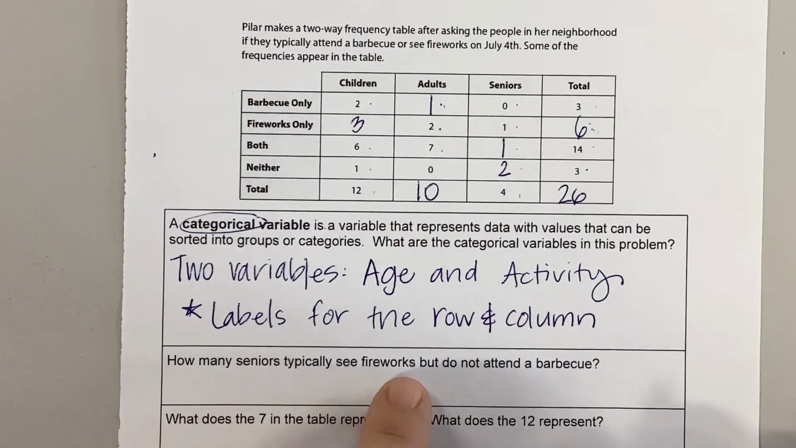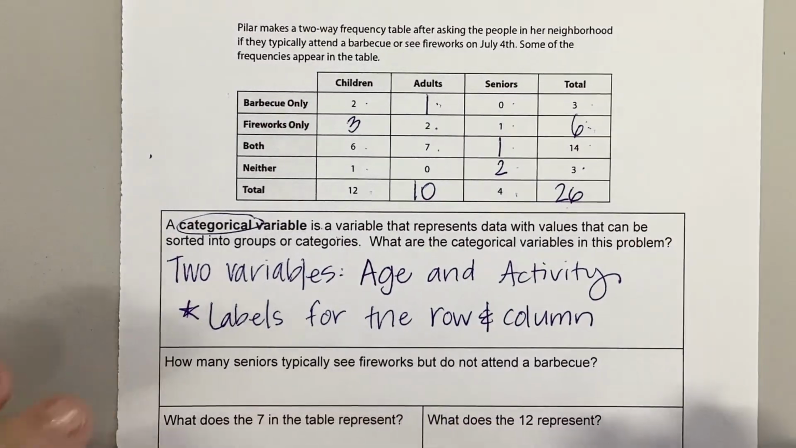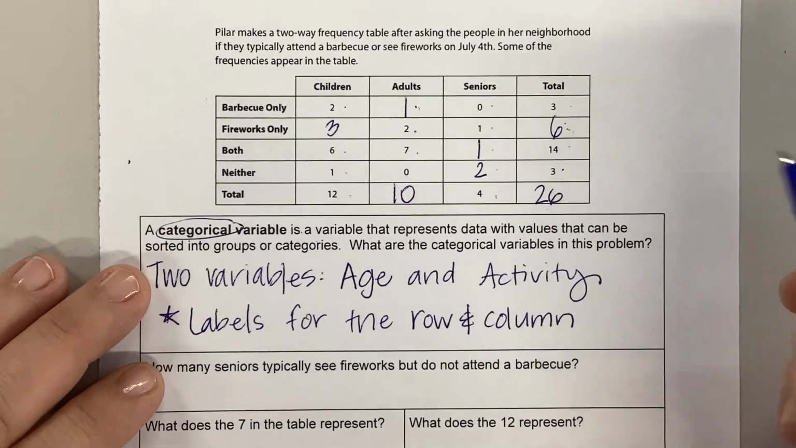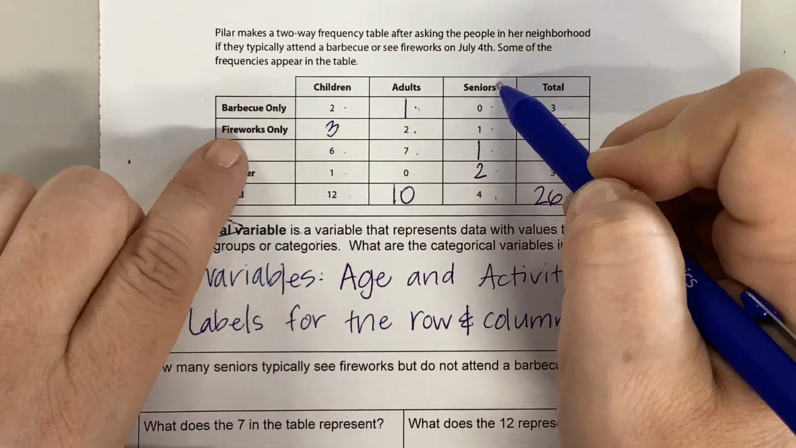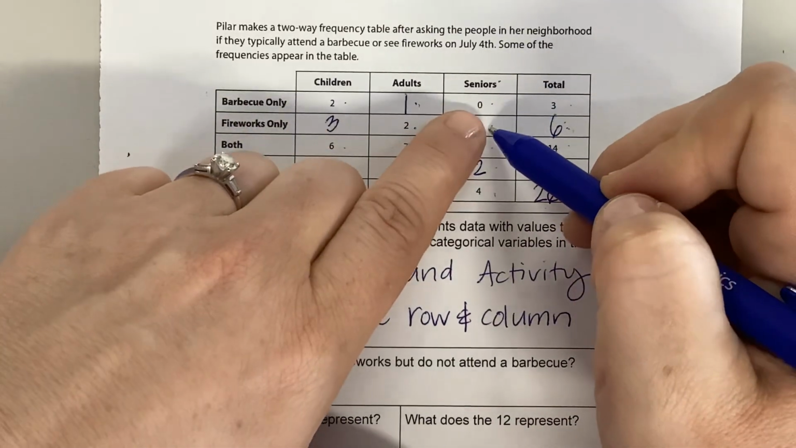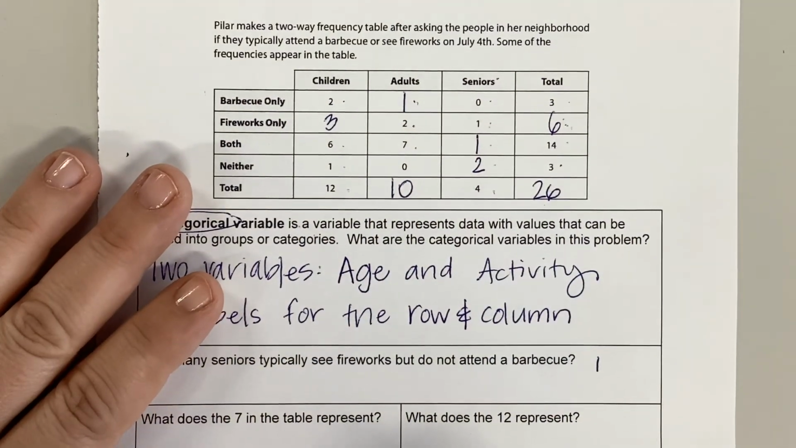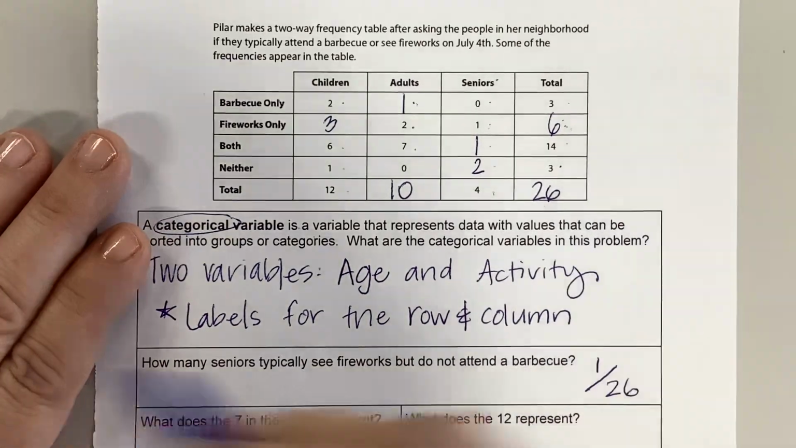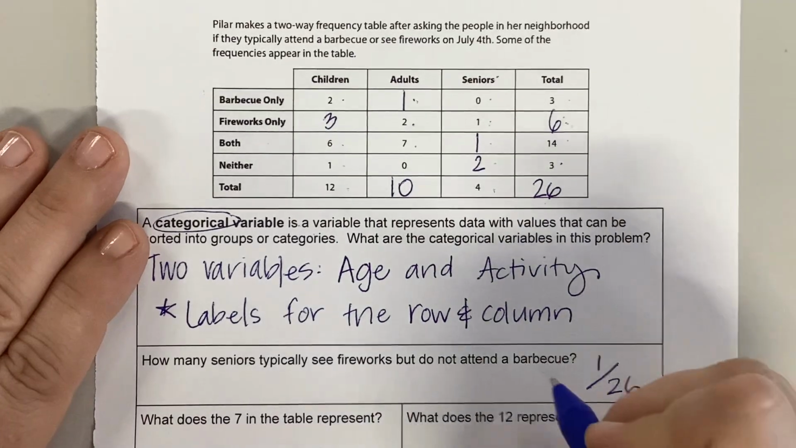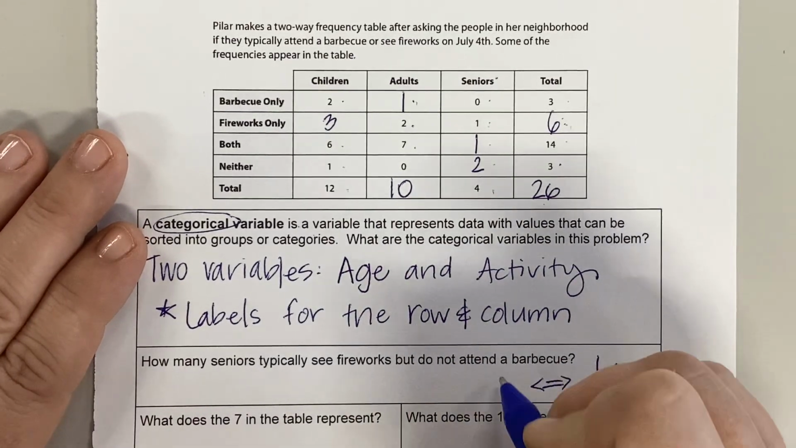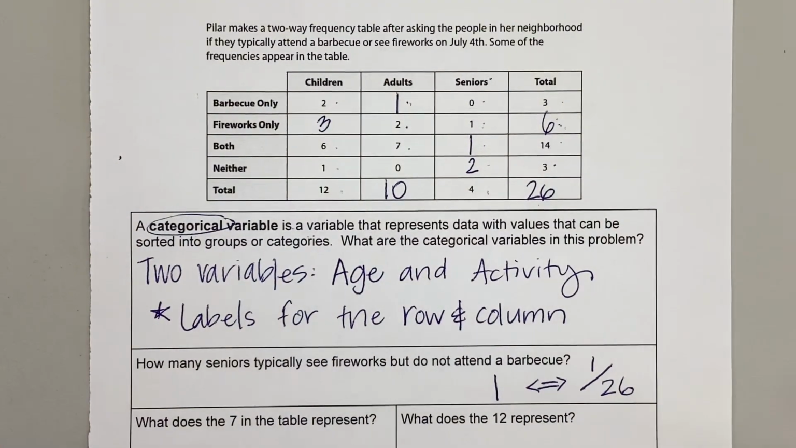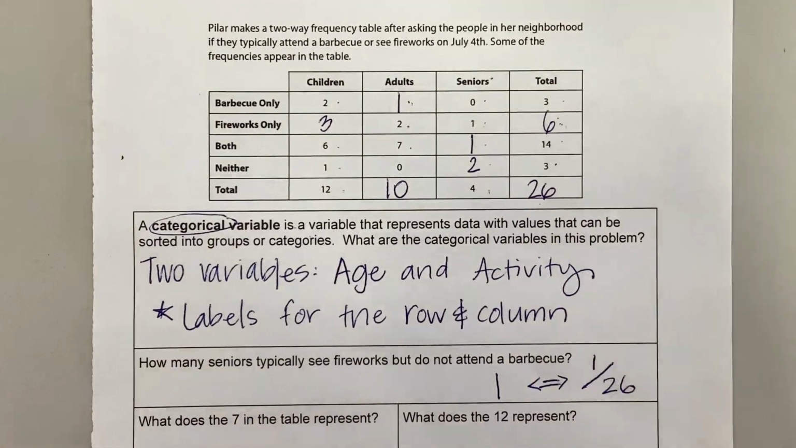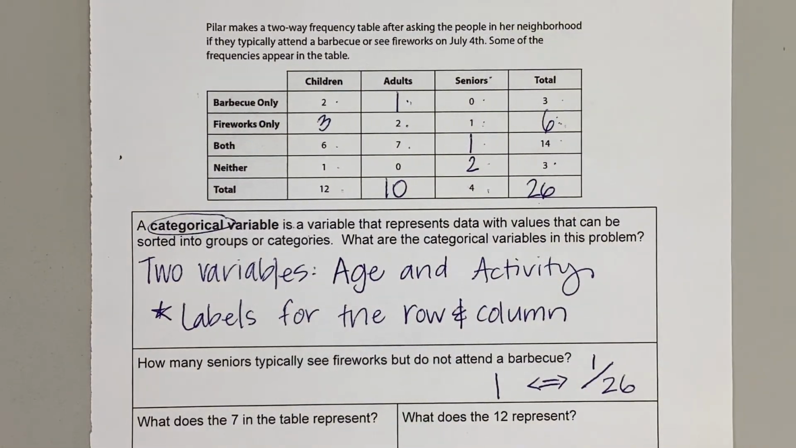How many seniors typically see fireworks but do not attend a barbecue? Fireworks, no barbecue. Senior, fireworks only, 1. Yep. I could also say 1 out of 26, correct? Yeah. I can then use that to make a prediction, because it's not 1 out of 26 seniors, it's 1 out of 26 people surveyed.